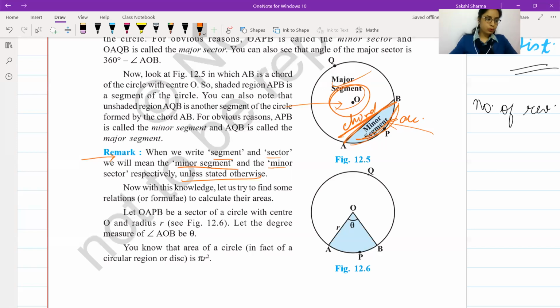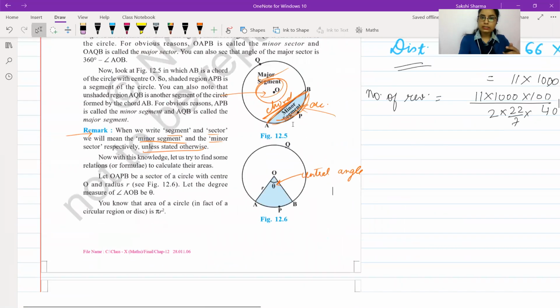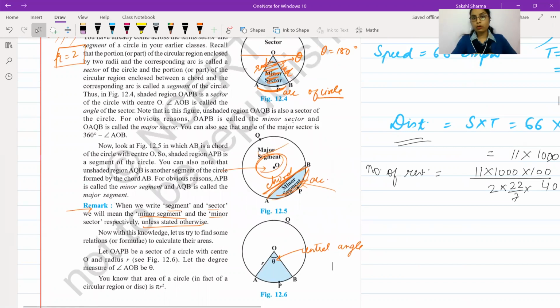The area of both of these things, like the area of the sector and the area of a segment, depends on the central angle. The angle that the end points of the arc subtend at the center. अगर आप ध्यान से देखो, जब हमने सेक्टर डिफाइन किया था, सेक्टर के केस में भी मैंने कहा था 2 रेडियस होंगे और आर्क होगी। जब सेक्टर बनता है there are 2 radii and arc. In case of segment there is a chord and arc. आर्क इसमें भी प्रेजेंट है और इसमें भी प्रेजेंट है, सेक्टर में भी प्रेजेंट है, सेगमेंट में भी प्रेजेंट है.